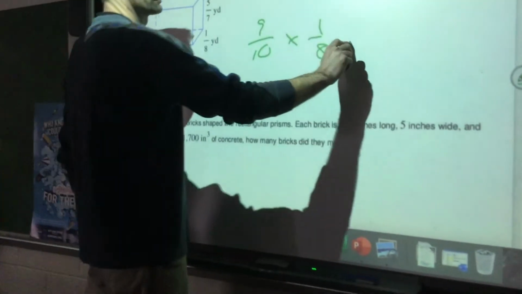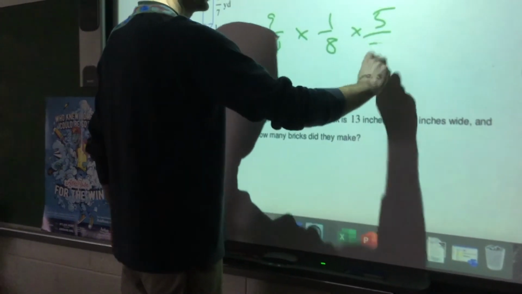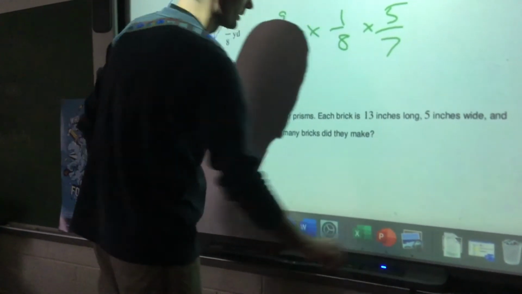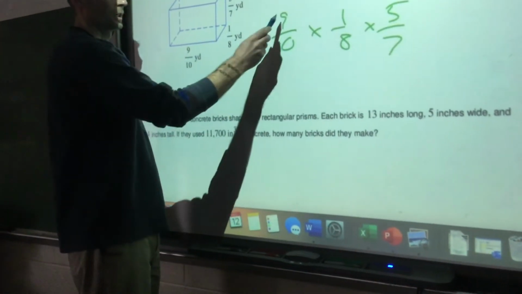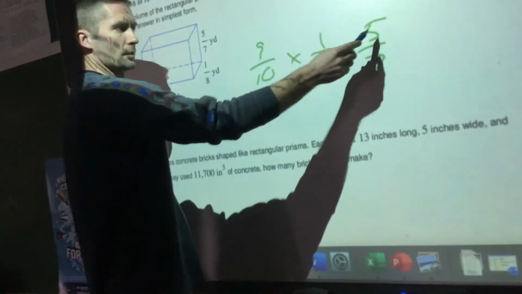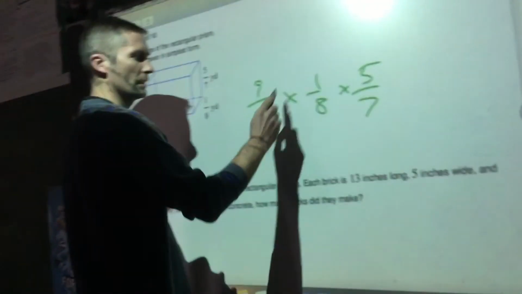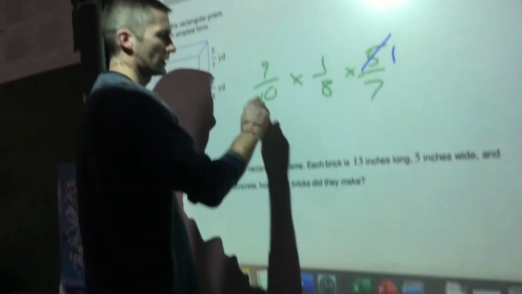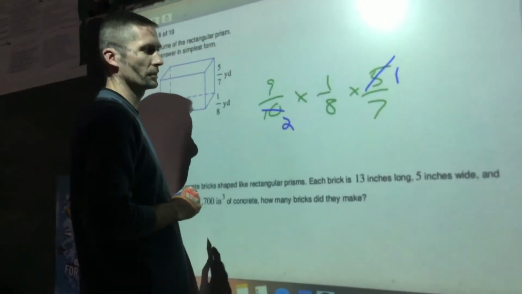Height, 5/7. You could multiply them and simplify, but let's be clever and simplify early. On the top we have a 9. We can't simplify that with anything down here. If we have a 5, we can simplify that with a 10. Divide them both by 5. Okay, now it's a much easier problem.